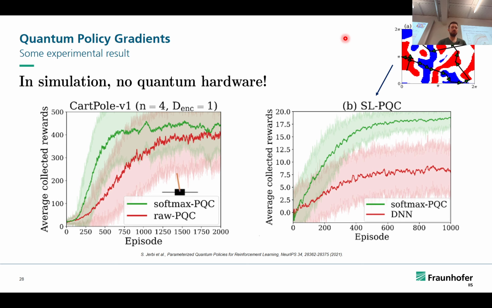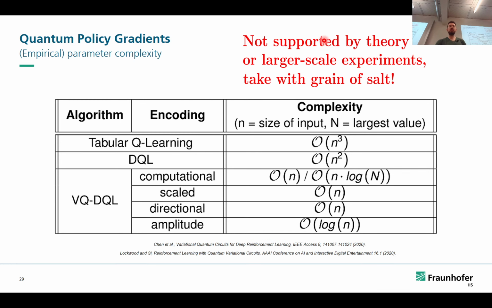So we can assume that for some problems, quantum machine learning or quantum reinforcement learning is better suited than classical reinforcement learning. Of course, this is only empirical, so it might be that there is some better classical network which is also able to learn it. So these results are interesting, but not too general. And so the same holds for this overall comparison.